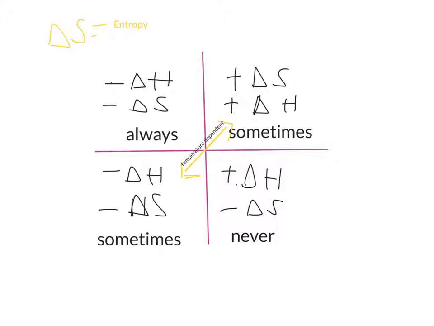In this slide, we see a table. If the entropy is positive and delta H is negative, then it will always be spontaneous. If both delta H and delta S, or entropy, are positive, or both are negative, it will sometimes be spontaneous. If delta H is positive and delta S is negative, it will never be spontaneous. Delta S means entropy.